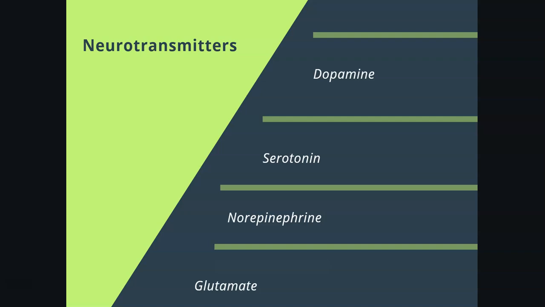So all of these neurotransmitters are important because you need to know their function when you're assessing your patient and getting a good history, so you can determine which neurotransmitter you're going to be focusing on.